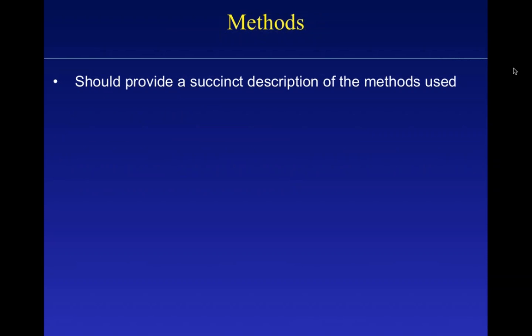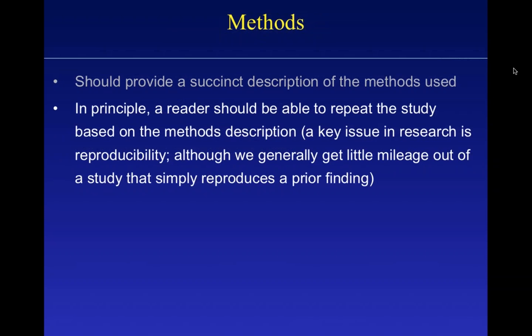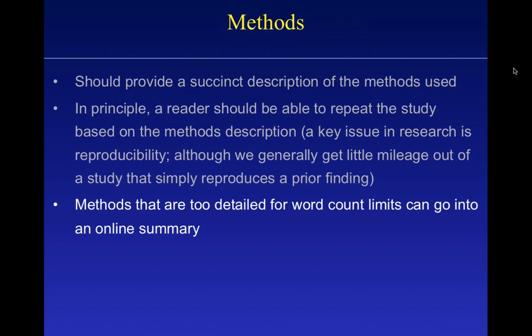The methods should provide a succinct description of the methods used. In principle, and this is stated very often, a reader should be able to repeat the study based on the methods description. And one should note that a key issue in research is reproducibility, although unfortunately we generally get little mileage out of a study that simply reproduces a prior finding. Methods that are too detailed for word count limits can go into an online summary.